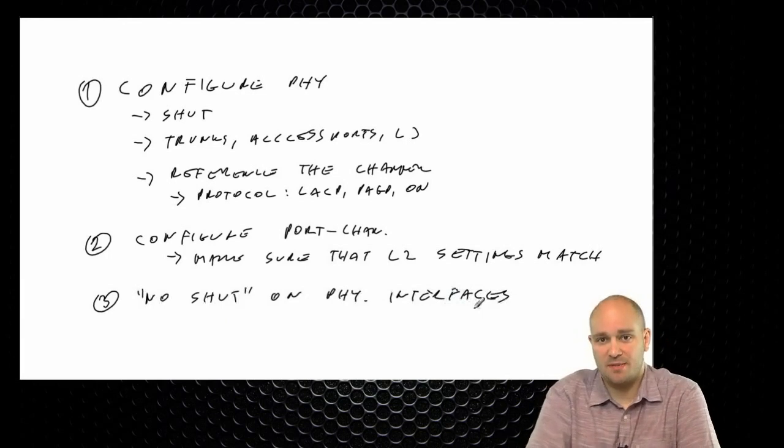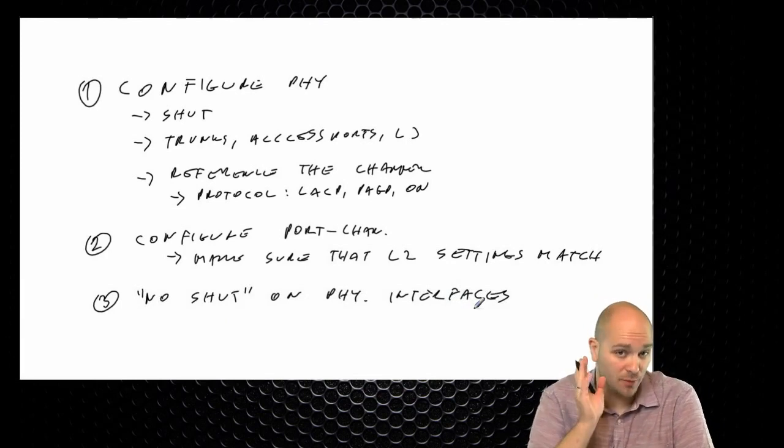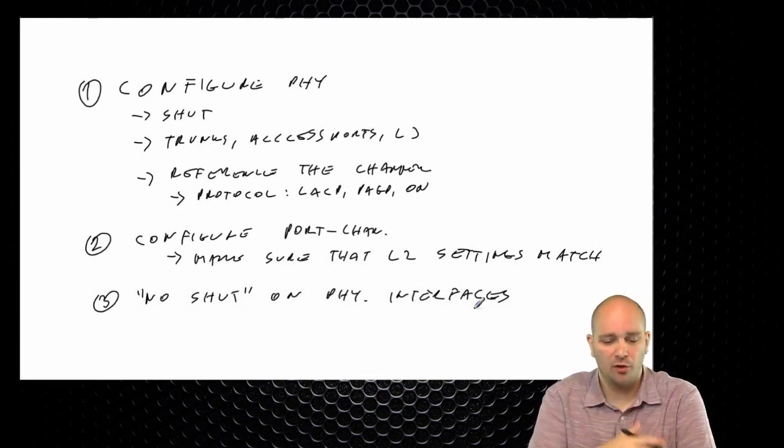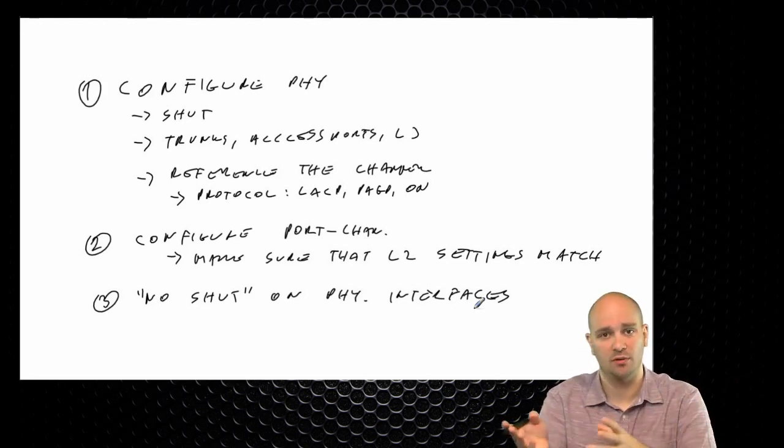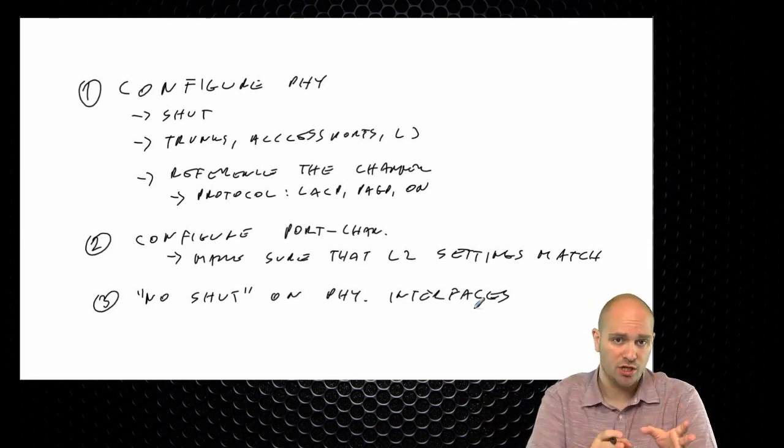So these are the steps that I'm going to follow every time I'm configuring EtherChannels. I'm going to start by configuring the physical interfaces. I'm going to start by shutting them down, and configure them as trunks, access ports, layer 3 ports, whatever I need to do there, all the configuration that needs to go there, allowed VLANs, native VLAN, whatever needs to be done, I'm going to do it on the shutdown port.